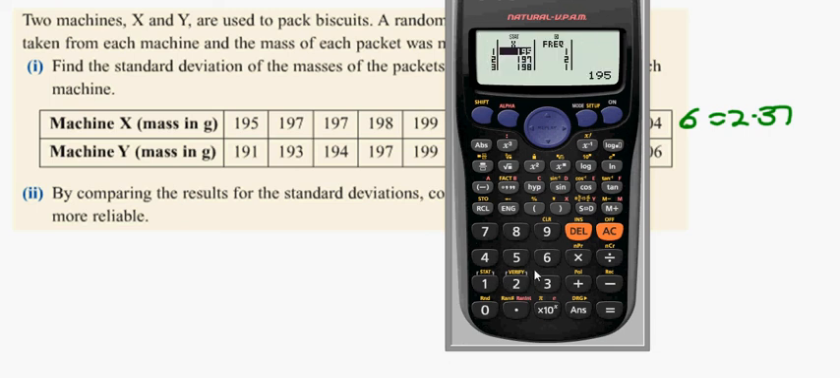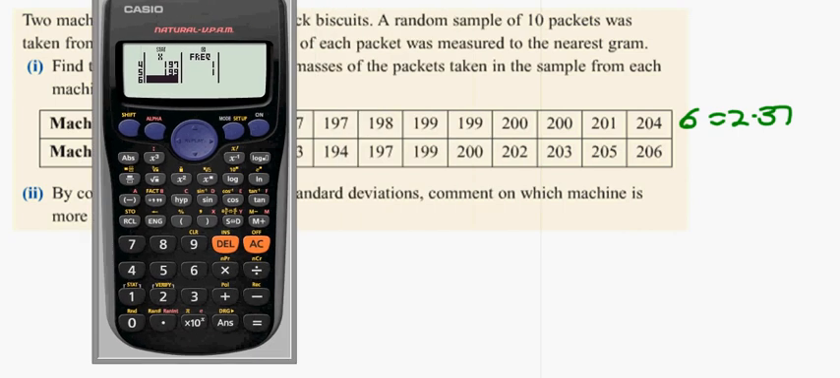Next we'll do the other one, and what you can do is shift stat data, and we can change our data if we want. Or you could just do it completely new again. So we'll do it completely new. Okay, we've got 191, 193, excuse me, 194, 197, 199, 200. Now we can already see that it's much more spread out. This machine seems to be a lot more inconsistent than the other machine.